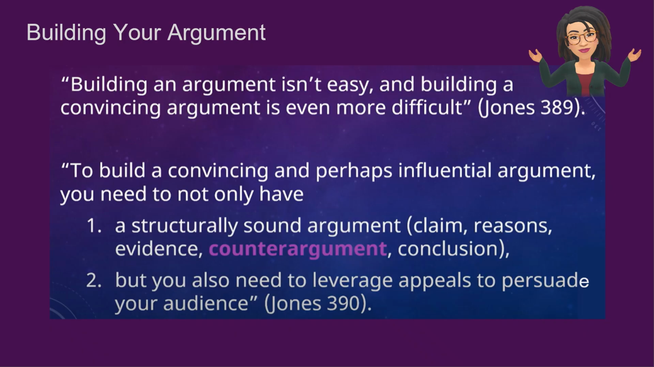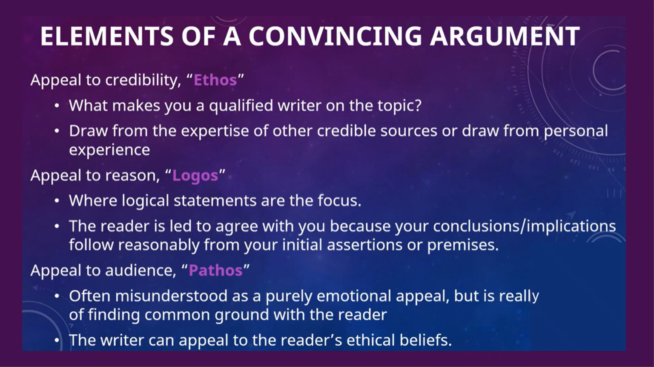According to Jones, the author of our textbook, building an argument isn't easy, and building a convincing argument is even more difficult. To build a convincing and perhaps influential argument, you not only need to have a structurally sound argument: claim, reasons, evidence, counterargument, conclusion, but you also need to leverage appeals to persuade your audience, and this should be sounding familiar because we've talked about those: logos, pathos. These are the rhetorical appeals.